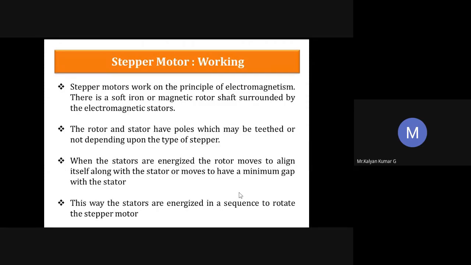Normally, as I said previously, it will have 4 windings, and a Darlington pair transistor is provided for each winding. The purpose of this Darlington pair transistor is to control the current flow through the windings. Whenever the transistor is on, current will flow through the windings, and whenever the transistor is off, no current will flow through the windings.